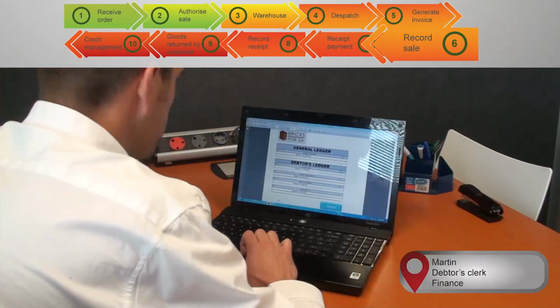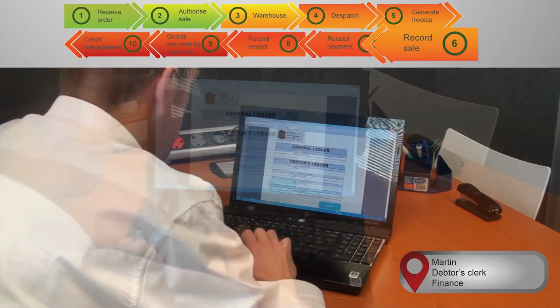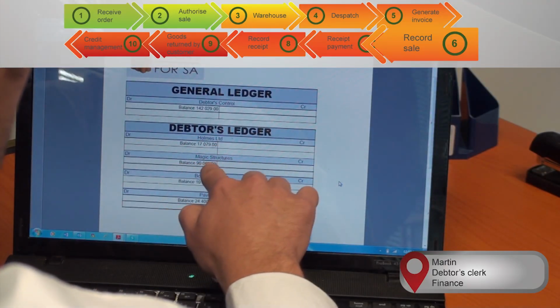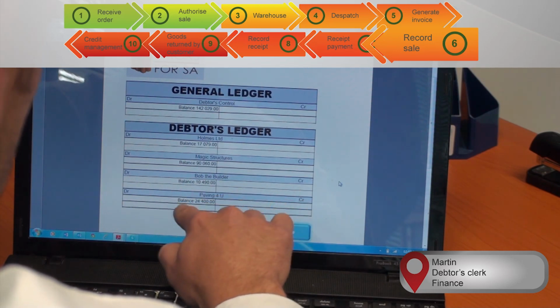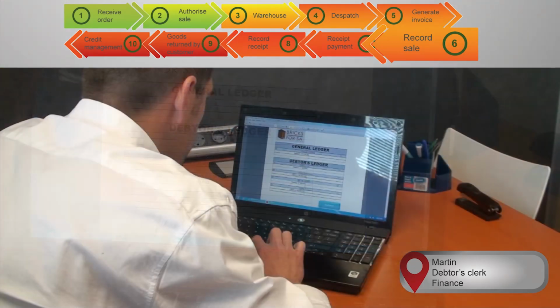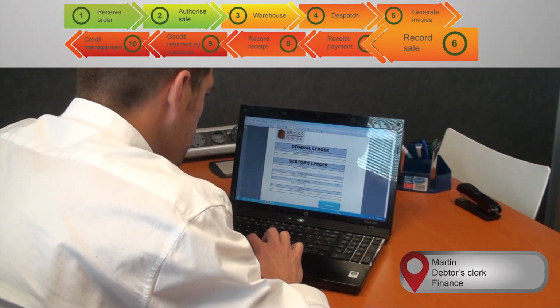Martin will perform a monthly debtors reconciliation. This includes reconciling the accounts receivable information per the accounts receivable module in the accounting system to the general ledger account to ensure that all transactions have been recorded in the general ledger.